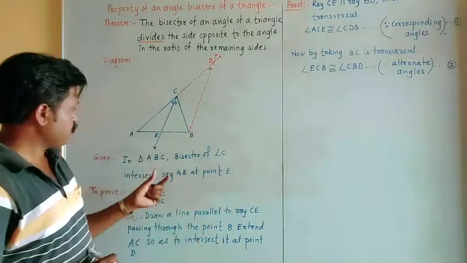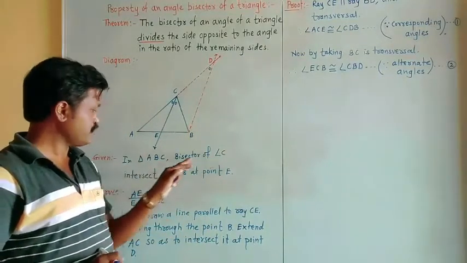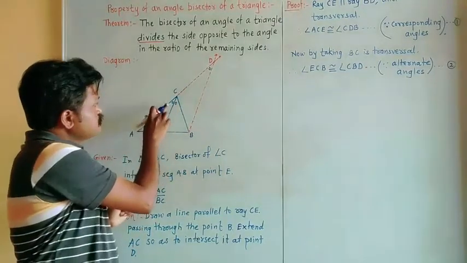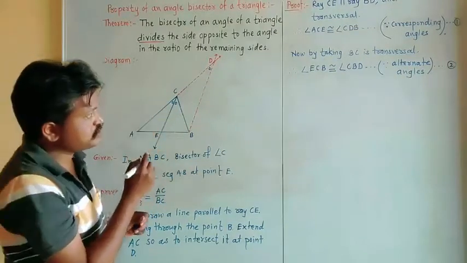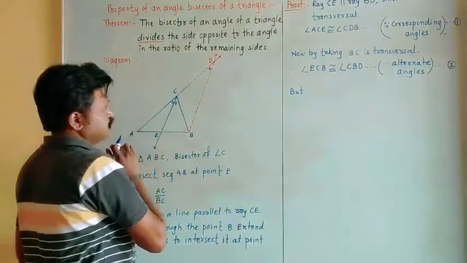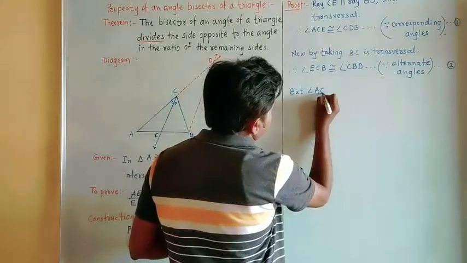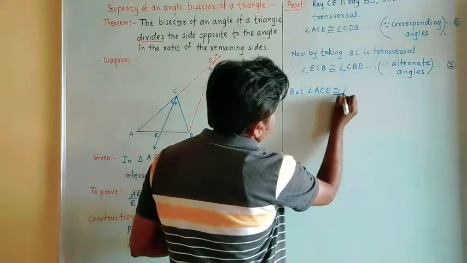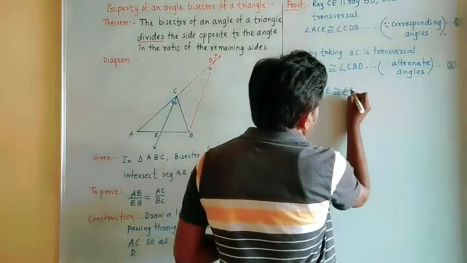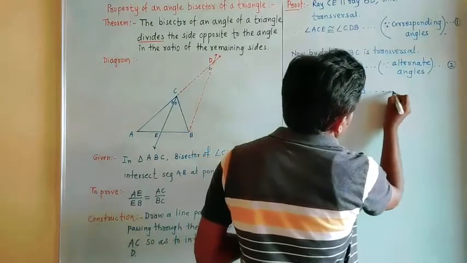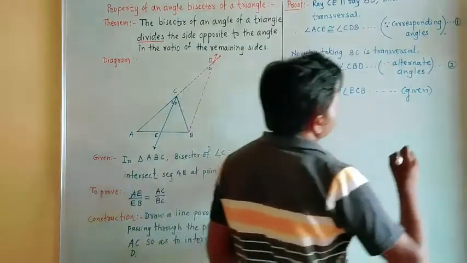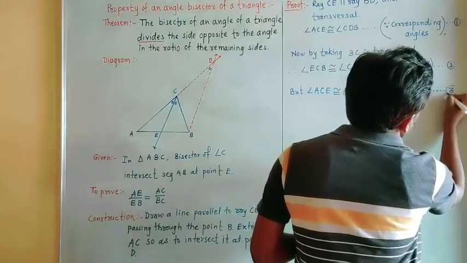Now it is given in the triangle ABC that ray CE is the bisector of angle C. So these two angles are congruent. We write this statement: angle ACE is congruent to angle ECB. That is the given part. That is statement number 3.